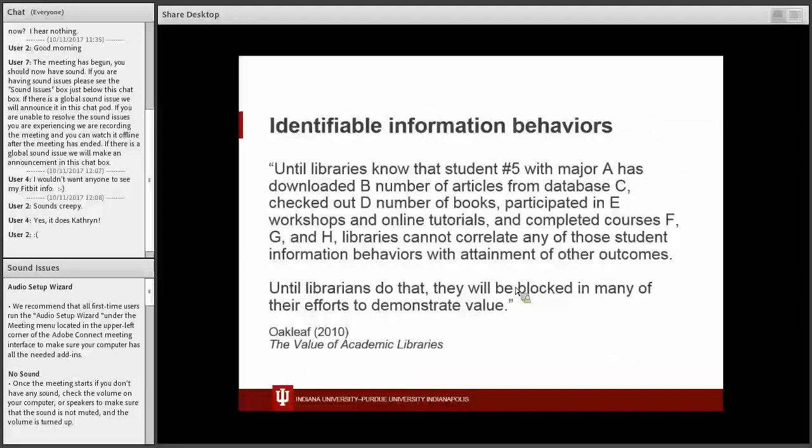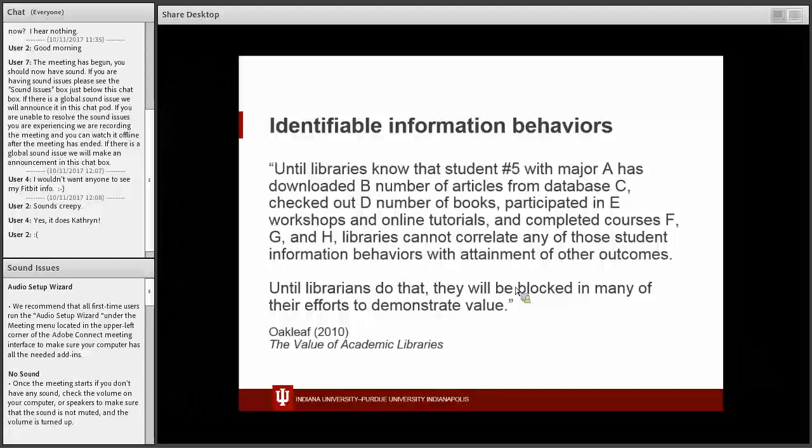So Megan Oakleaf, who is at Syracuse, says that until libraries know that student number 5 with major A has downloaded B number of articles from database C or checked out D number of books, participated in e-workshops and online tutorials, and completed courses F, G, and H, libraries cannot correlate any of those student information behaviors with attainment of other outcomes. Until librarians do that, until they get this data, they will be blocked in many of their efforts to demonstrate value. And that's a very interesting citation to think about.